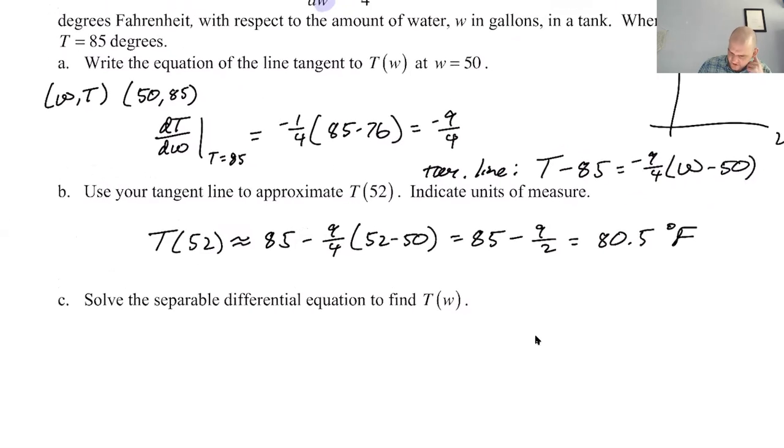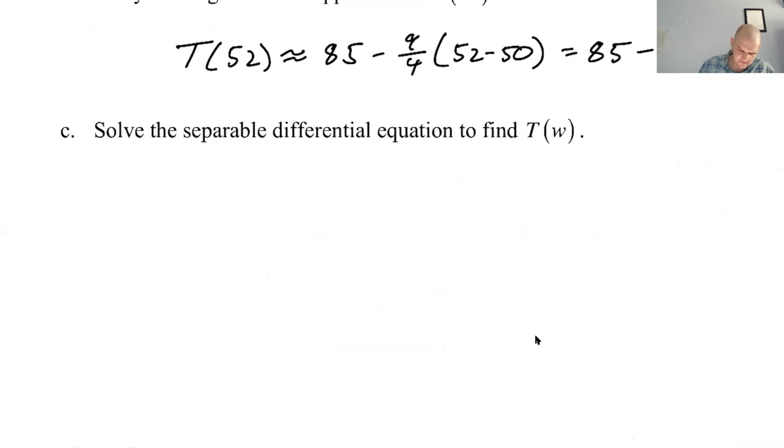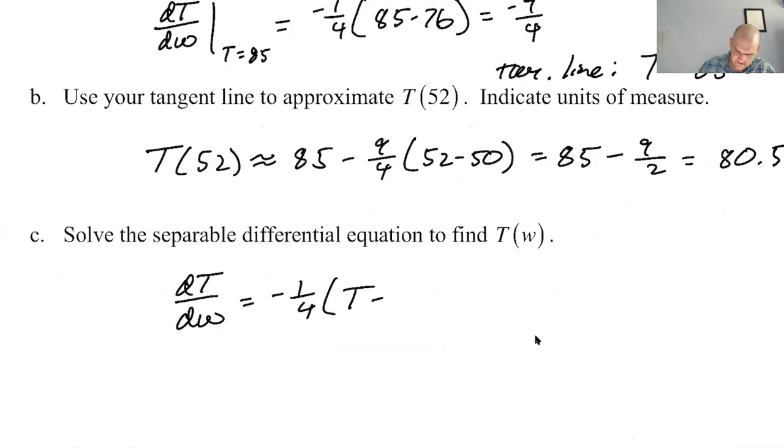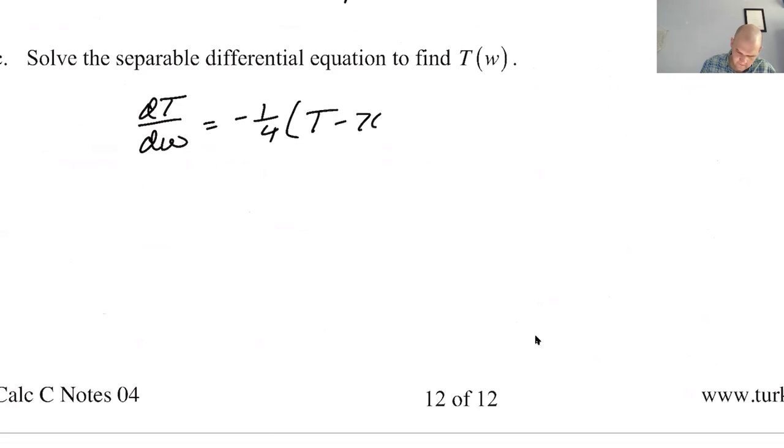Solve the separable differential equation to find T of W. All right, so let's do this. dT/dW is -1/4 the quantity T minus 76. All right, so separate and integrate.